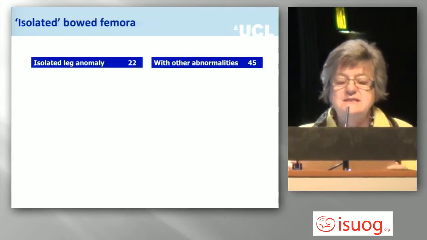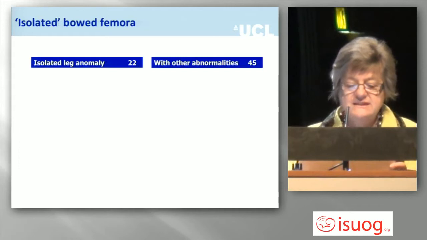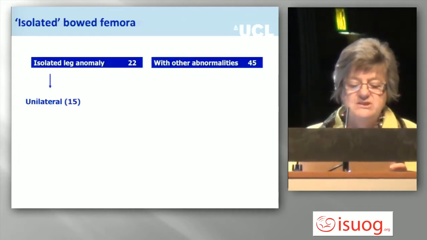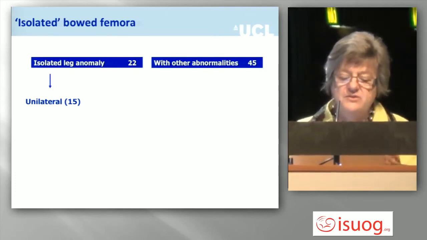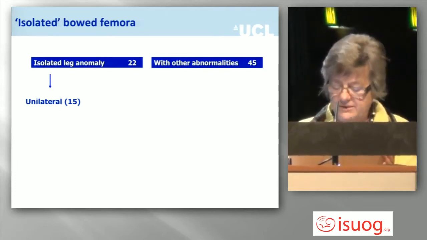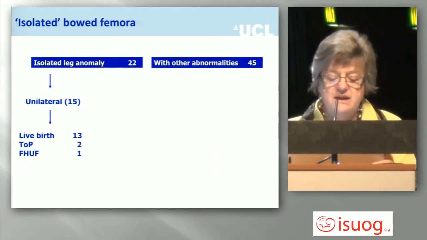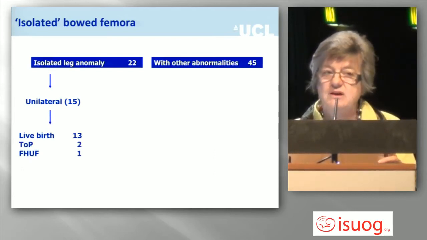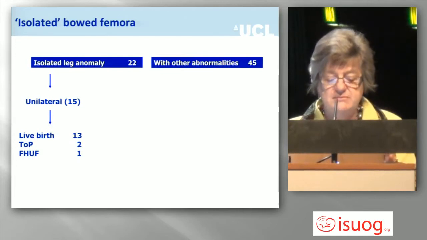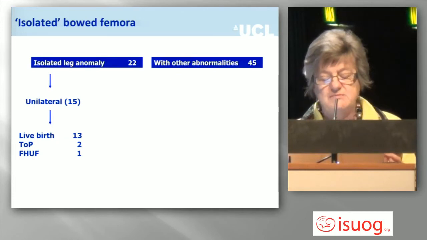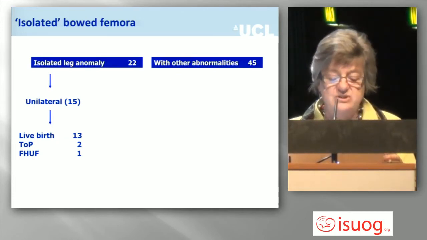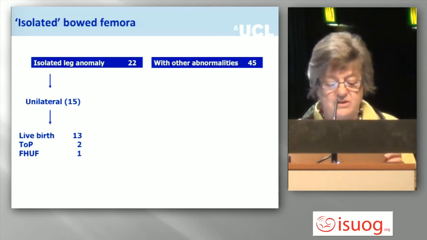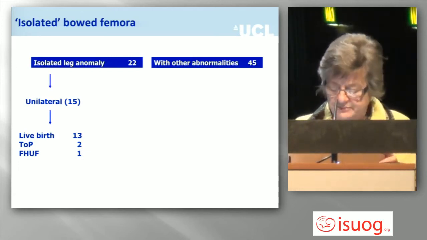What about isolated bowed femurs? So let's think about these 22 here, which had isolated bent legs. So 15 had a unilateral anomaly. Most of those continued with the pregnancy and had live births. They were isolated anomalies in 13 of the cases. My sums don't add up. There was one case of femoral hypoplasia, unusual facies syndrome, which you're not going to pick up. You're not going to pick up the unusual facies with ultrasound.